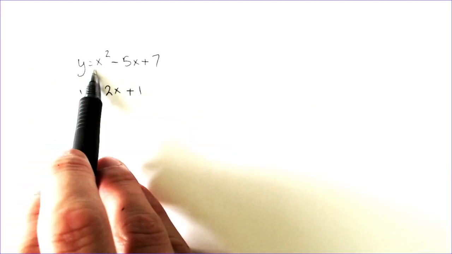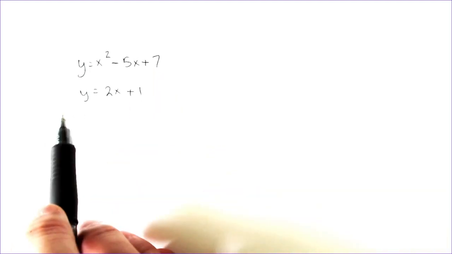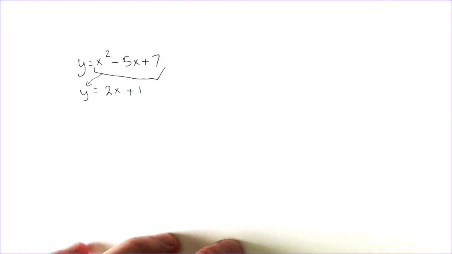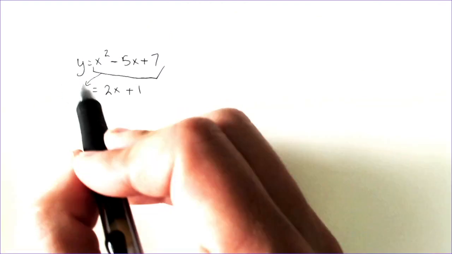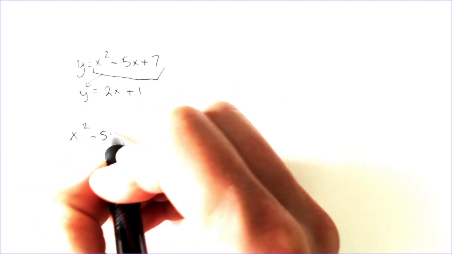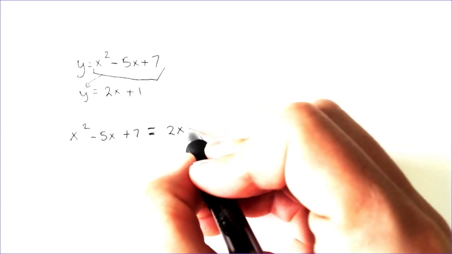And y equals all this stuff, the x squared minus 5x plus 7. And I can replace this y with that. I can substitute all of this in for that y. So I am going to do that now. I'm going to write x squared minus 5x plus 7 equals 2x plus 1.